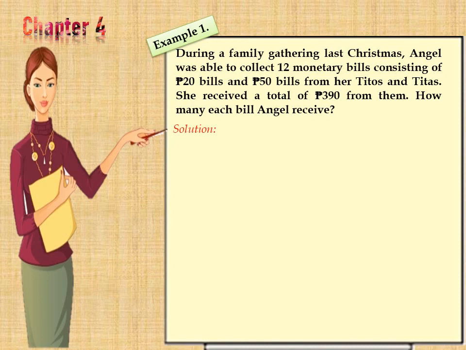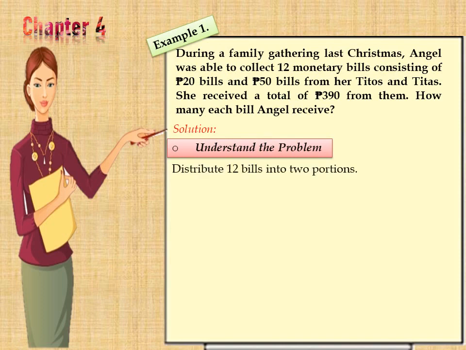Okay, so the first step is understand the problem. In understanding the problem, remember that we try to restate the problem in our own words, or we put ourselves into that situation to relate to the problem. So here, we're going to distribute 12 bills into 2 portions, because Angel received 12 monetary bills. Okay? So, for the second step, devise a plan.